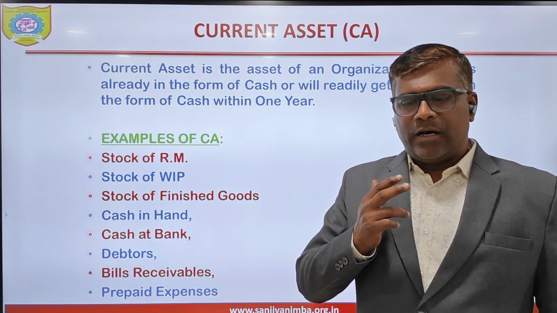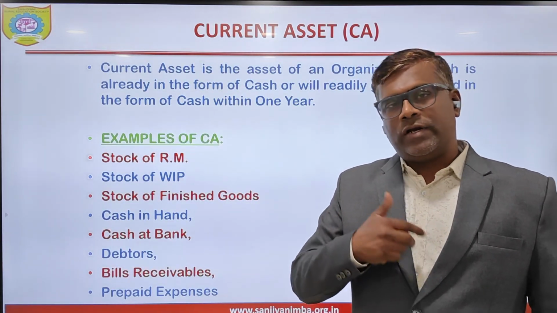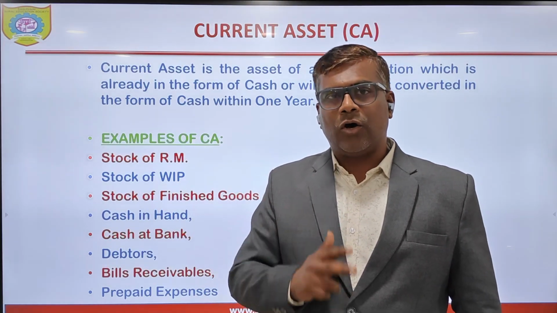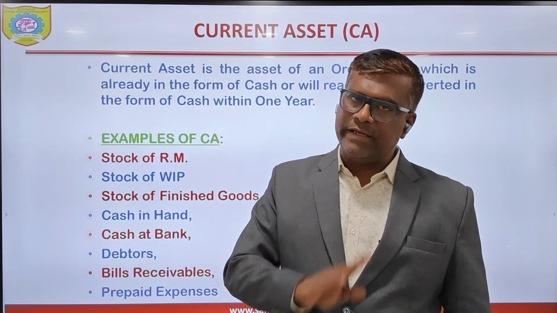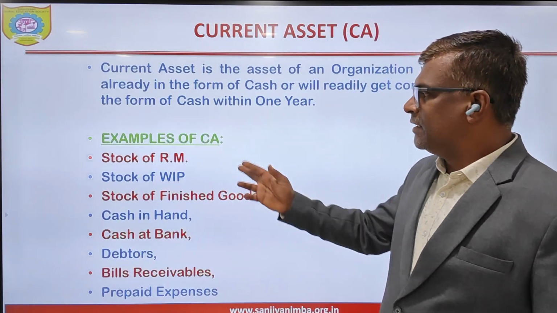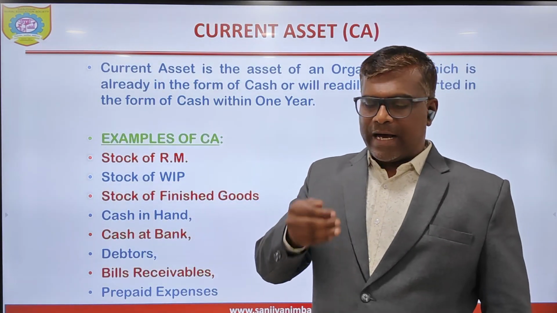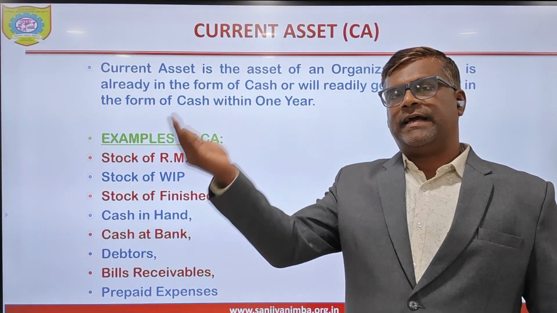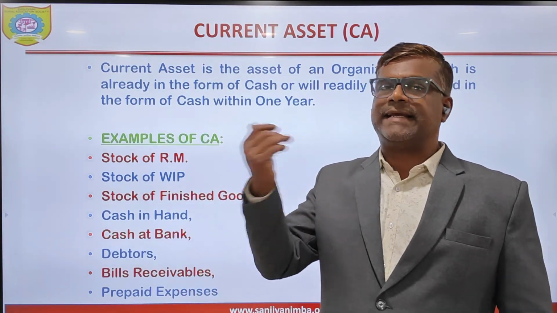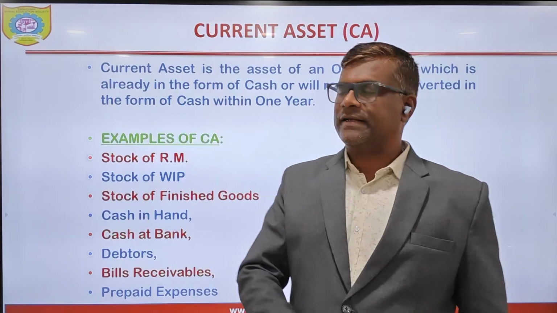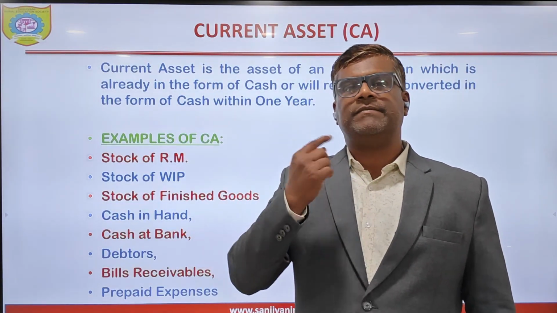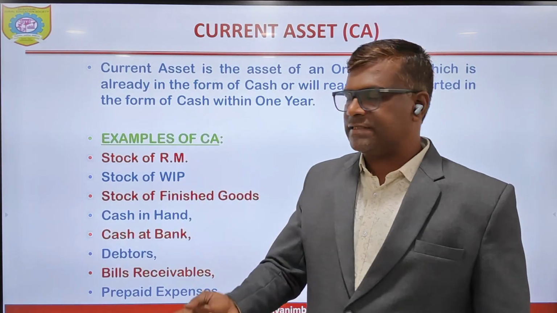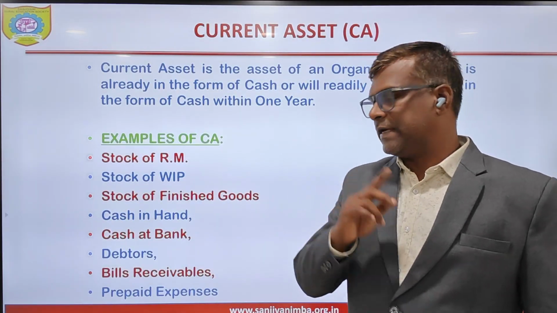Second, an asset which will become cash within one accounting year. Say for example, stock of raw material. RM will become WIP and then FG and then sales and then cash, and all this happens within one year. WIP will become FG and FG will become sales and sales will become cash. So again, WIP to cash.